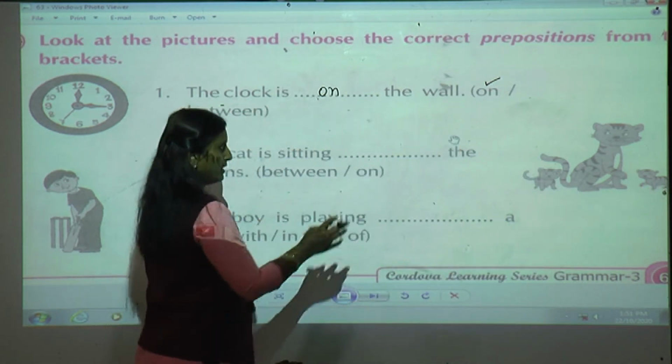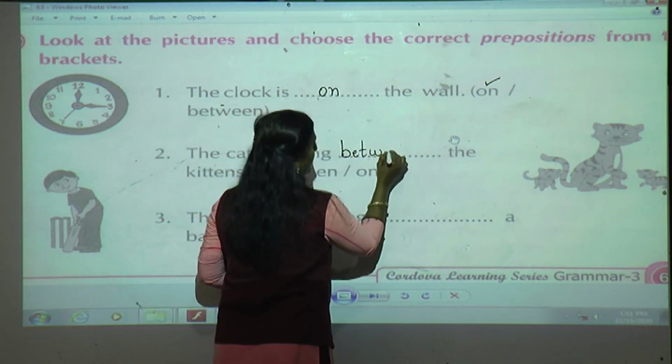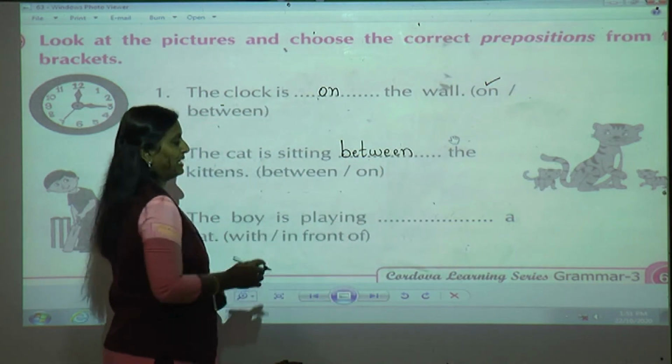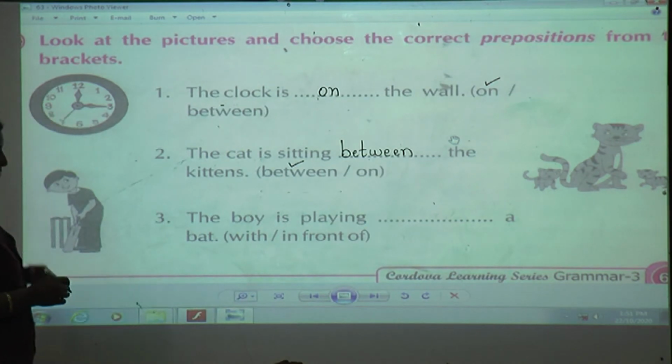So what I am on the kittens, I will write no. Between. So what is my answer? Between. They have already given two prepositions. You have to select the correct one. Done? You can take it, afterwards you can write.